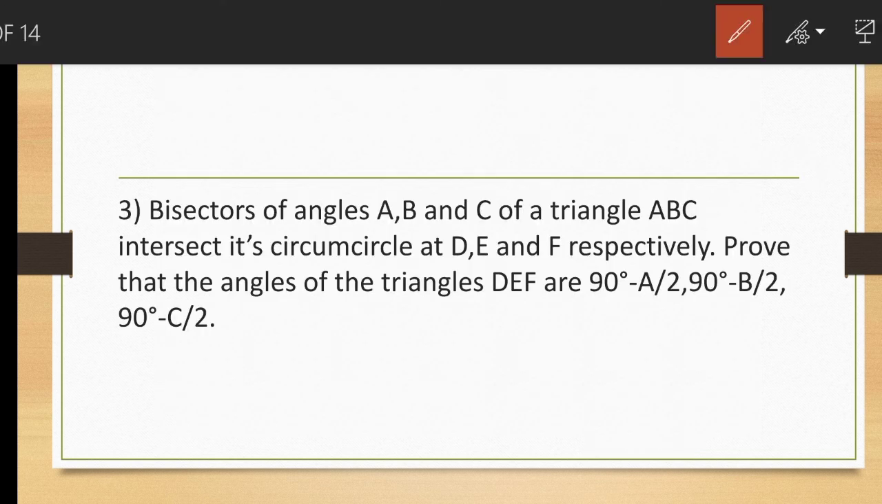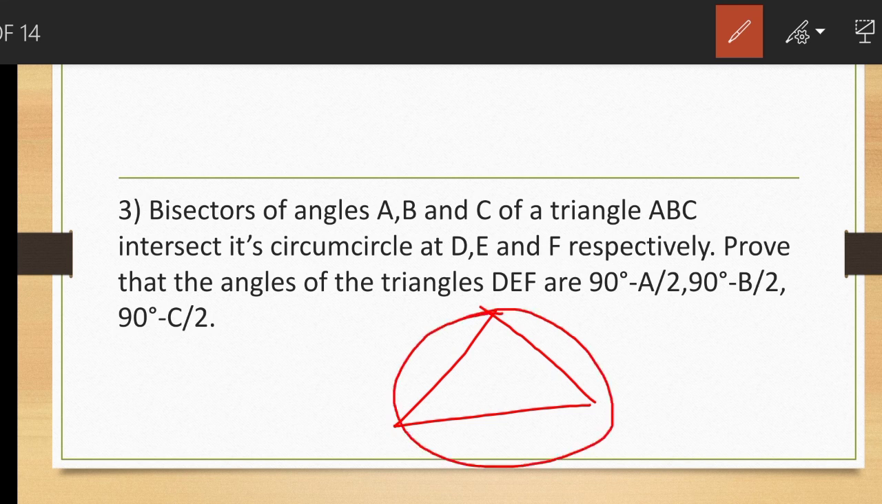Now we will discuss a sum which revolves around the concept of the circumcircle. So here is the question. The bisectors of the angles of a triangle ABC intersect its circumcircle at D, E and F respectively. So first we have a triangle. This triangle has a circumcircle. That means the circle is surrounding the triangle.